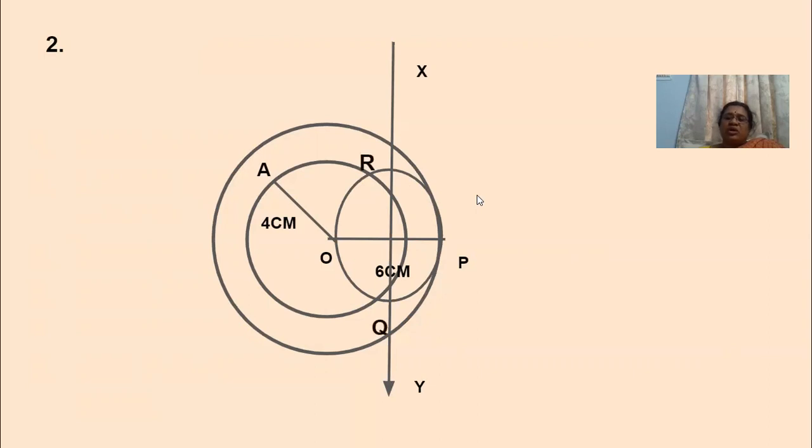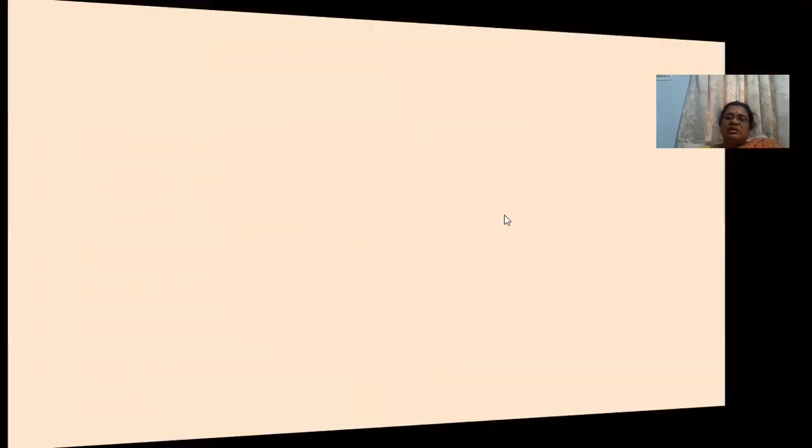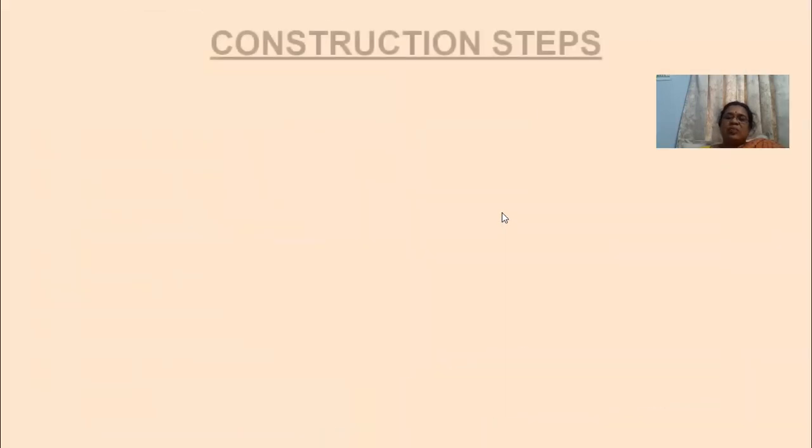So we have to join PR and PQ. These two arcs are nothing but the pair of tangents for this circle. So let us write the construction steps for this also. Construction steps.